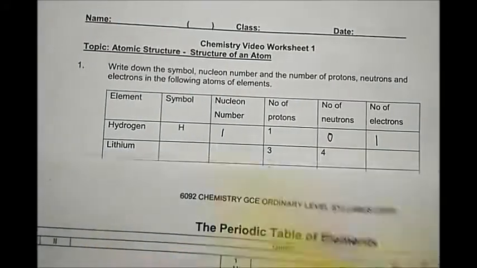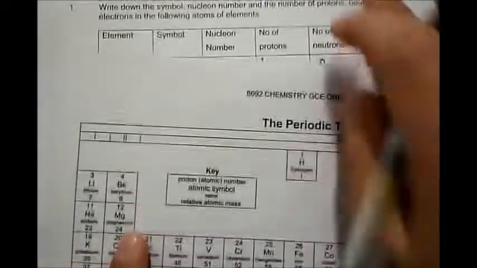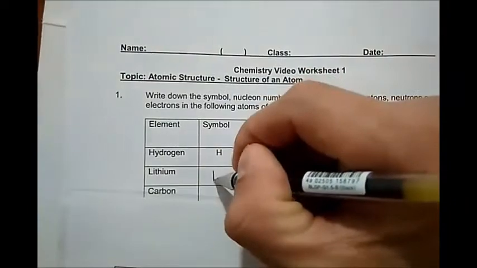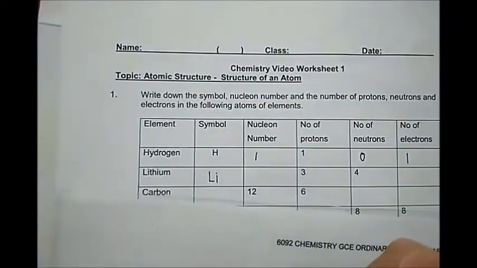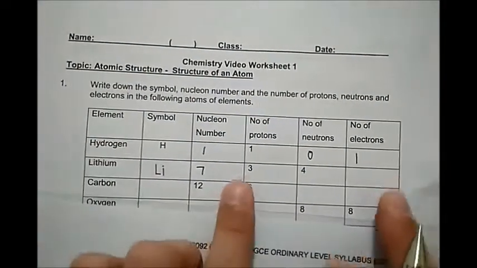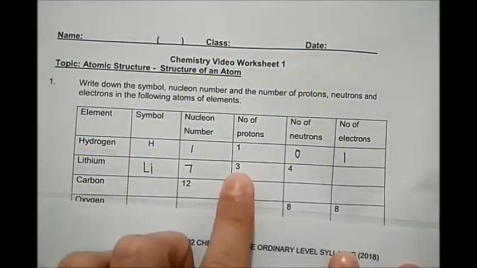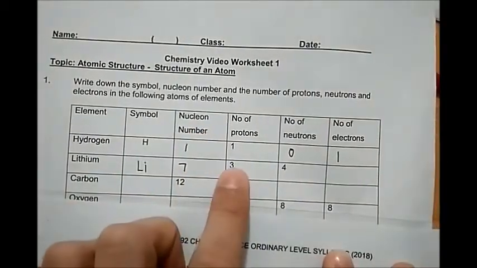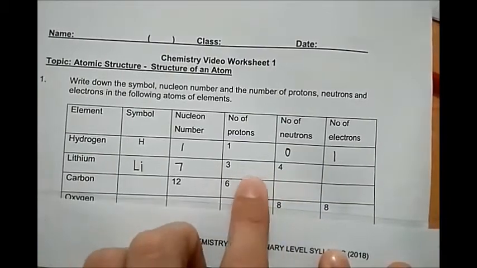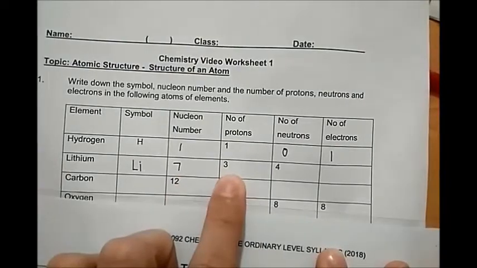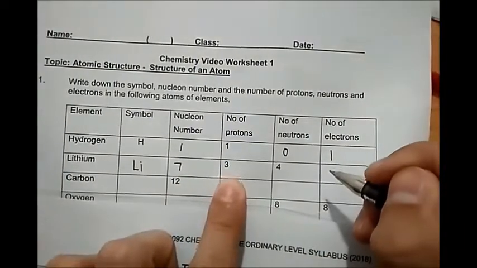Next, for lithium. Lithium has a symbol of Li. It has a nucleon number of 7, if you refer to the periodic table. Alright, and it can be derived as well because number of proton is 3, number of neutron is 4. The nucleon number is a summation of these two components. 3 plus 4 will give you 7. And number of proton is 3, implying that the number of electron is 3 as well.